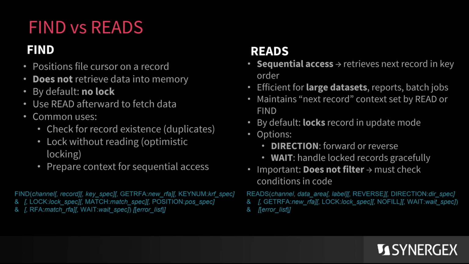The key thing to remember is that it doesn't filter. So if you're reading alphabetically for customers in California, it will also give you Colorado. So you have to check for that in your code.